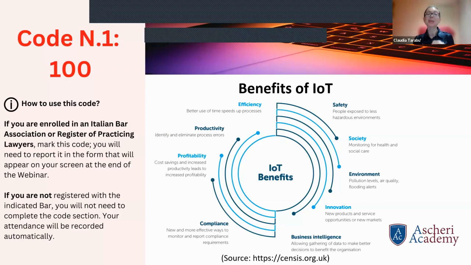Another factor very important with the progress of IoT is surely the innovation. In fact, new products, new services, new job opportunities, and new markets are created with the further development of this kind of technology. Another very promising field is business intelligence. In fact, it allows the gathering of data that serve to make better decisions, in this way benefiting the entire organization. Also, from the point of view of compliance, there are many effective ways to monitor, to report and to observe strict compliance requirements.